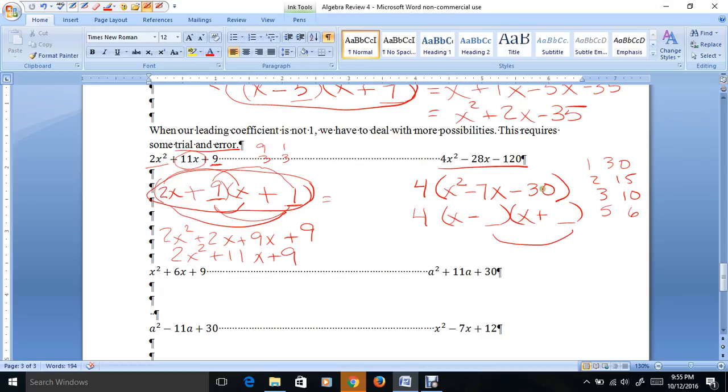Alright, so we need it to be a negative 7. So which of these numbers could we combine in any way to get negative 7? And that's going to be 3 and 10. If we make the 10 negative and the 3 positive, we'll have minus 10x plus 3x, which will give us a negative 7x. So this would be the final factorization for that trinomial.